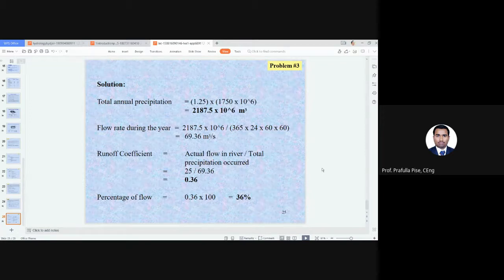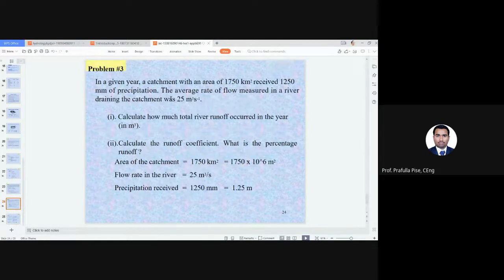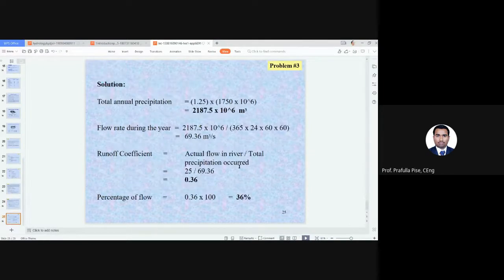Next is the runoff coefficient. Runoff coefficient equals the annual flow in the river divided by the total precipitation occurred. The annual flow is already given in the problem, 25 meter cube per second, divided by the total precipitation we just figured out, 69.36 meter cube per second. So the runoff coefficient is 0.36. If you want this in percentage, you just multiply by 100 and you get 36%.